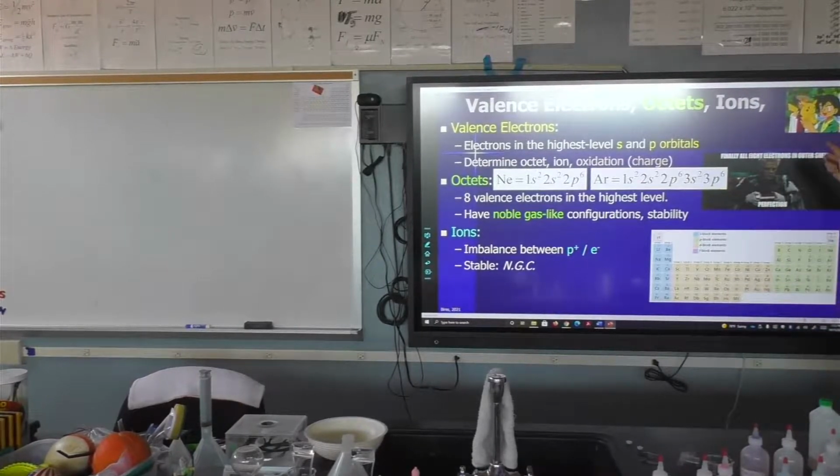Because if you have 7 but you want 8, you're going to try really hard to gain 1 electron. Kind of like if you're collecting Pokemon cards and you've got almost the entire set except for 1 Charizard, you're going to try really hard to get that 1 Charizard. So fluorine, that 1 electron is the Charizard.